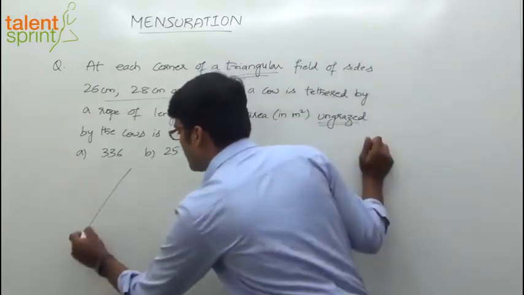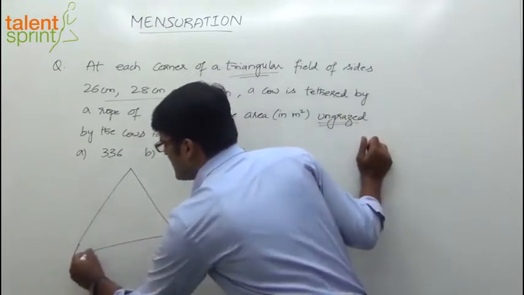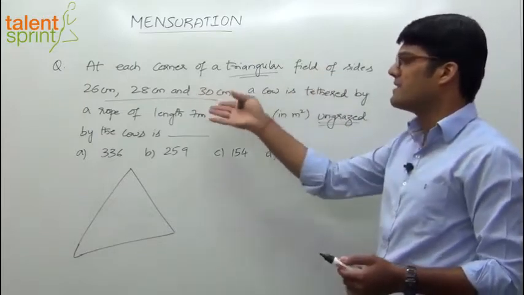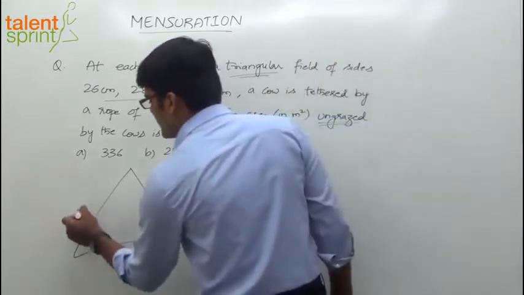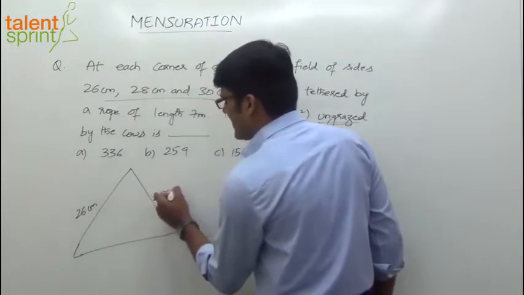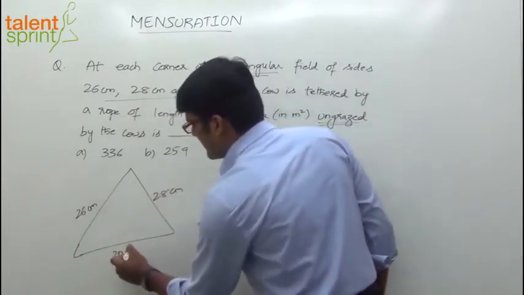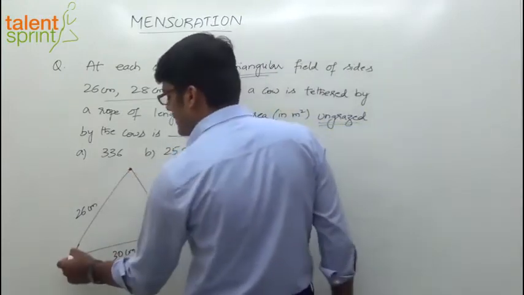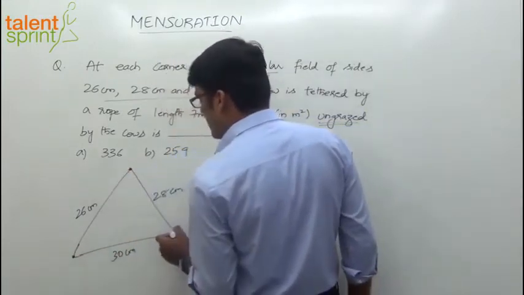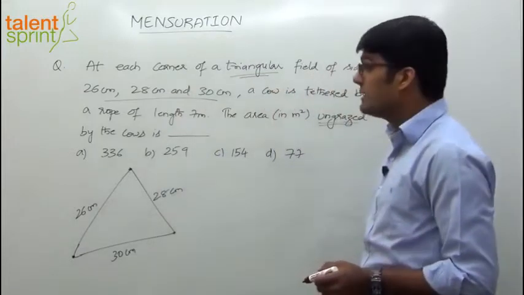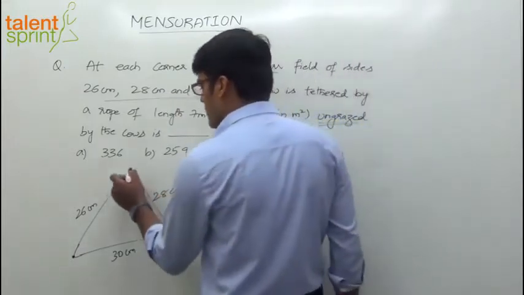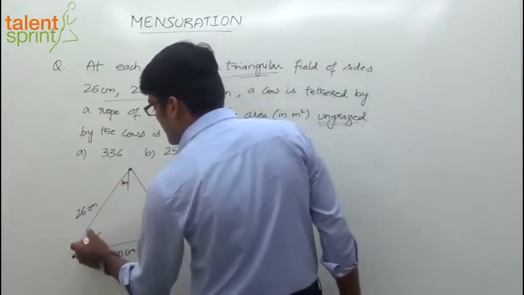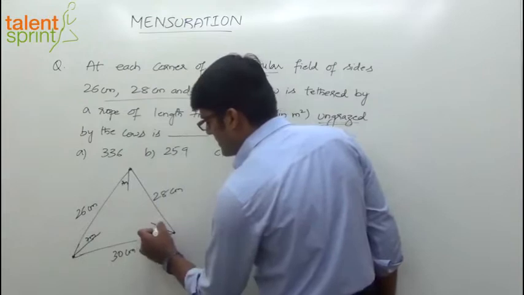Let's look at the triangular field here. So this is the triangular field. Of course, it may look like an equilateral triangle, but you know that the sides are different, 26, 28 and 30. So let's say this is 26 centimeters, this side here is 28 centimeters and here is 30 centimeters. And like the question says, a cow is tied at each corner, right? It is tethered at each corner of this field with a rope of length 7 meters. So this is a rope of length 7 meters, here is a rope of length 7 meters and here it is 7 meters.